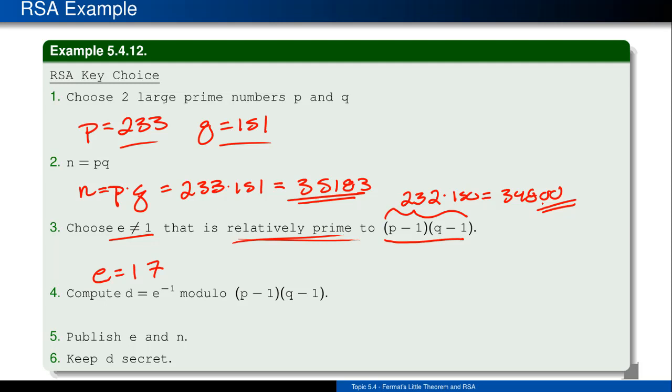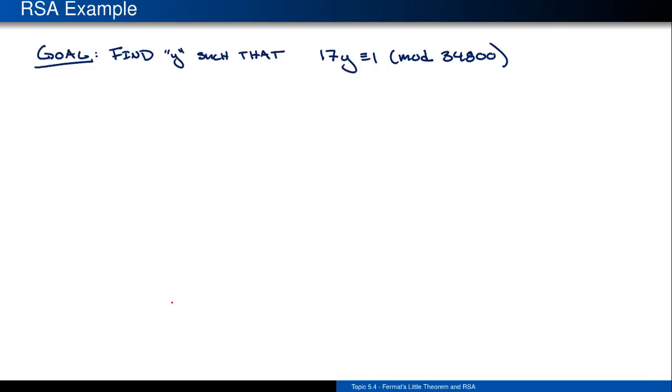What I want to do, though, is find the inverse of 17 modulo this giant product. So what I'm trying to do is find this special number y such that 17 times y is going to kick out a 1 modulo this product of 34,800. That little y is going to become my d. So I want to run this nice little Euclidean algorithm on this pair of numbers, 34,800 and the number 17.